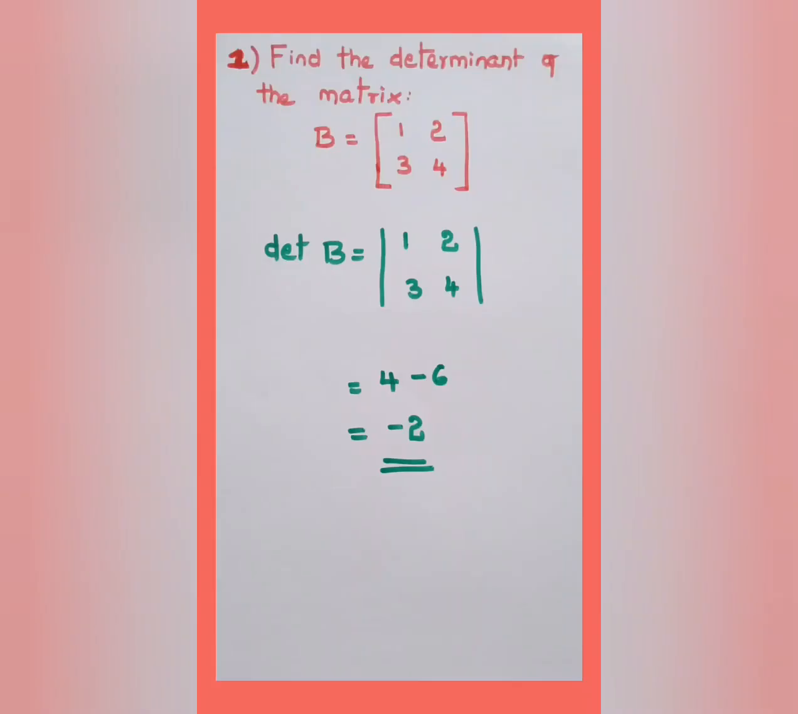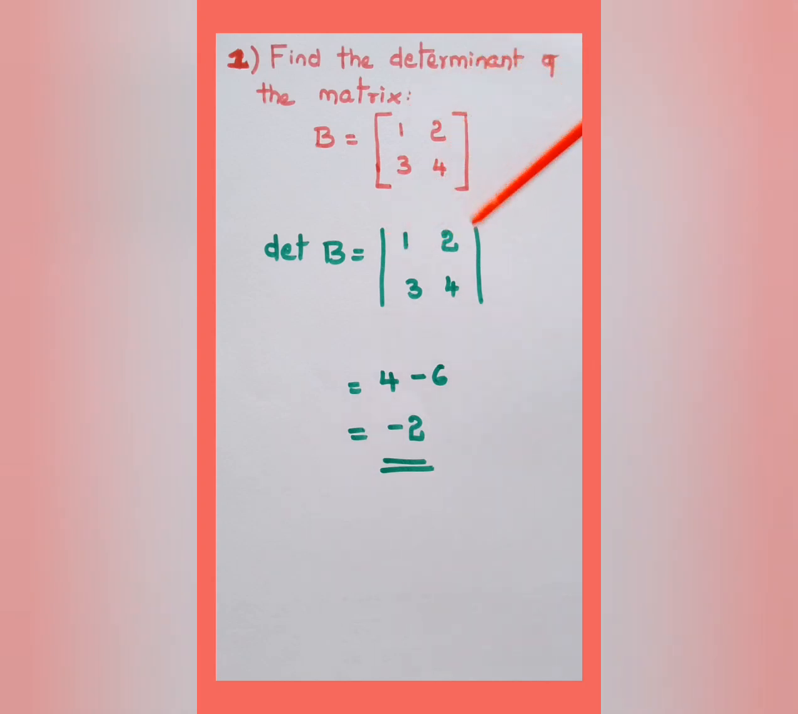Let us check out a few sums related to determinants. It's very easy, and you can be sure of getting marks from this. Find the determinant of the matrix B is equal to 1, 2, 3, 4. A matrix is given. First step, write determinant of B and draw the straight lines.